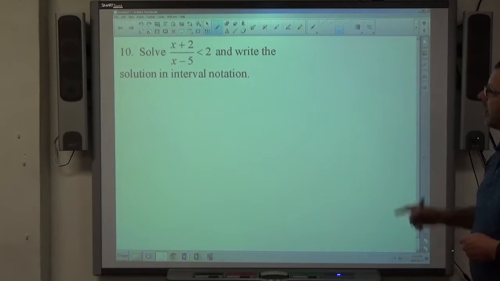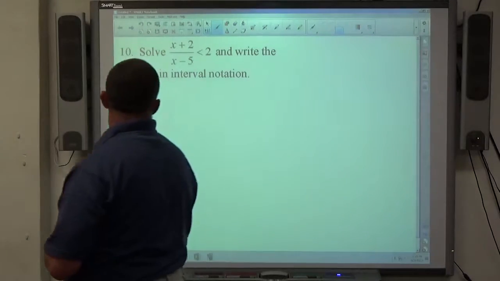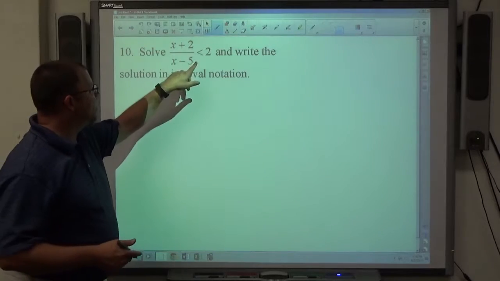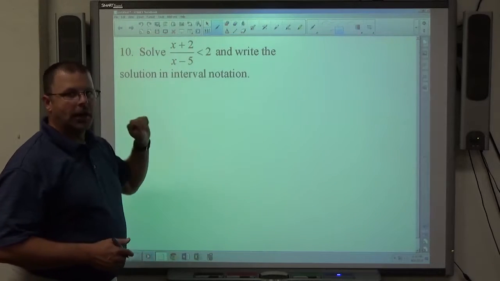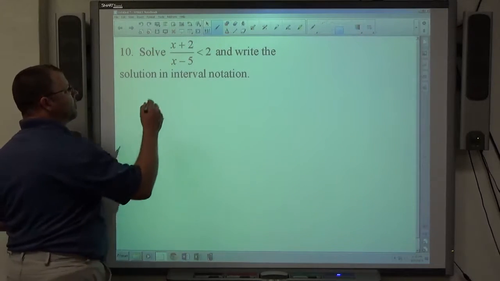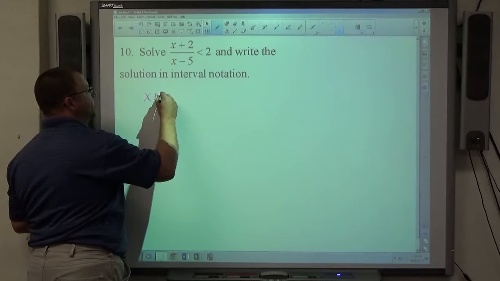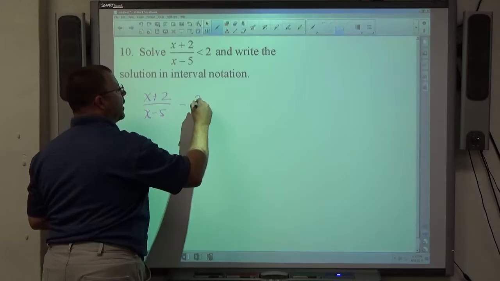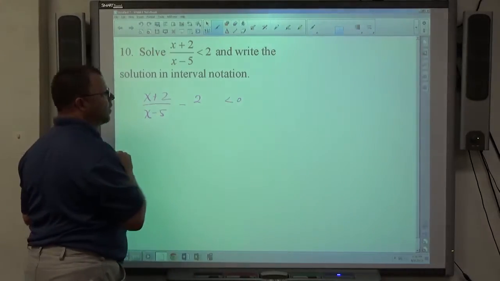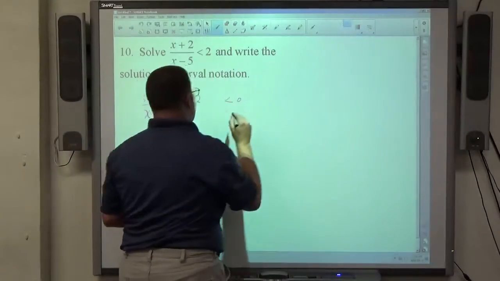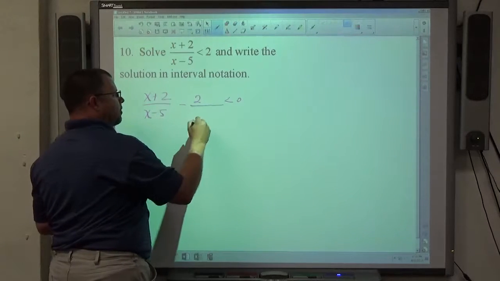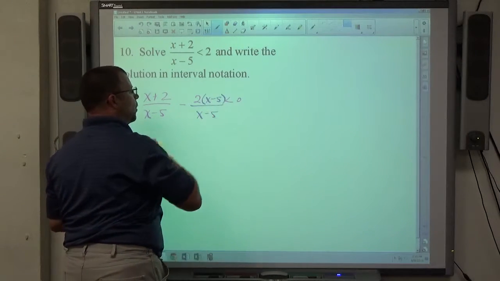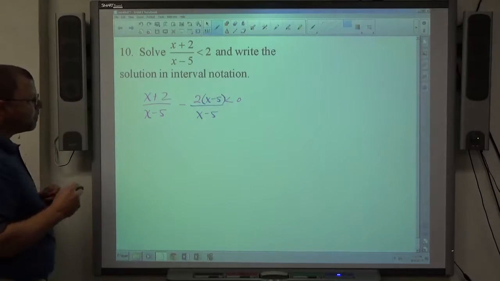And finally, number 10, we have a rational inequality. And again, just like the last one, it has to be less than 0, not less than 2. So before I start actually working this out, I would move the 2 to the other side to get a less than 0. And 2 is currently over 1. I need it to be over x minus 5. So I have to put an x minus 5 on top and bottom to allow myself to do that.